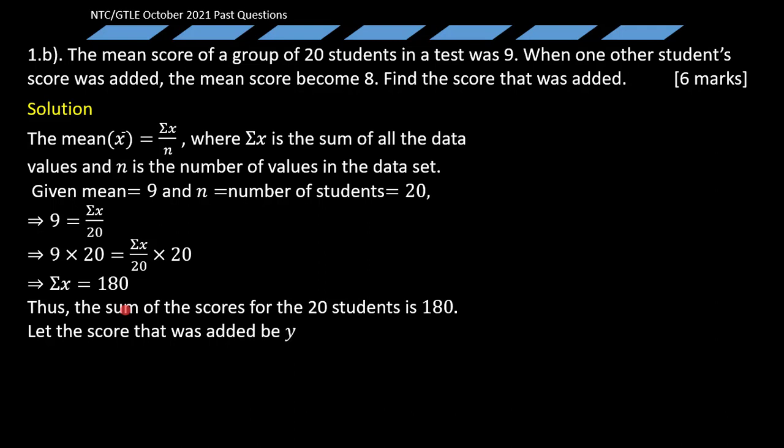Now let the score that was added be y. Okay, the additional score that was added be y. And now the new mean would be summation x plus y over n plus 1. Why? Remember, the new score is going to be added to the total score of the 20 students. That's why we are saying that summation x plus y. In other words, the total score for the 20 students plus the additional score, which is the y we have introduced. And now that also increases the number of students in the class to n plus 1. Okay, in other words, one additional student has been added. So it's now going to be n plus 1.